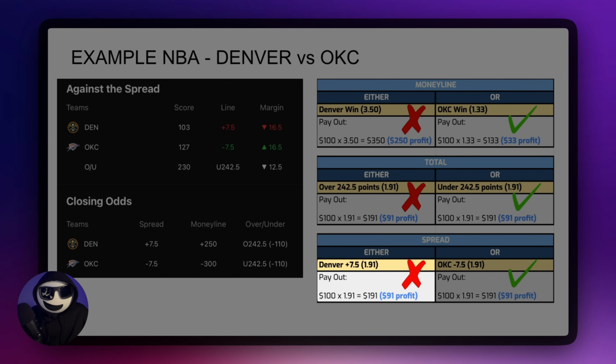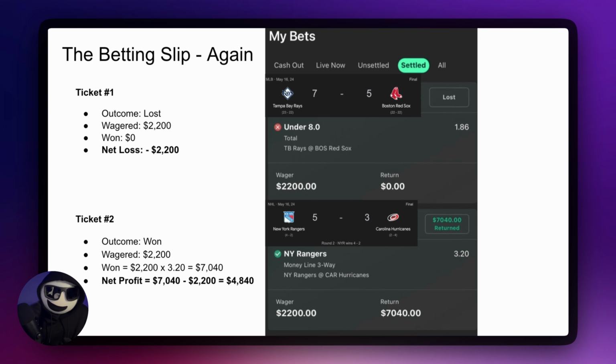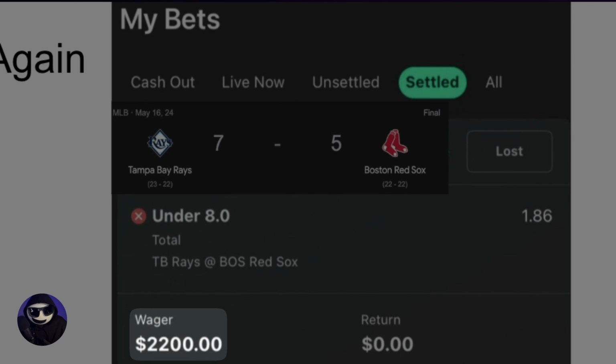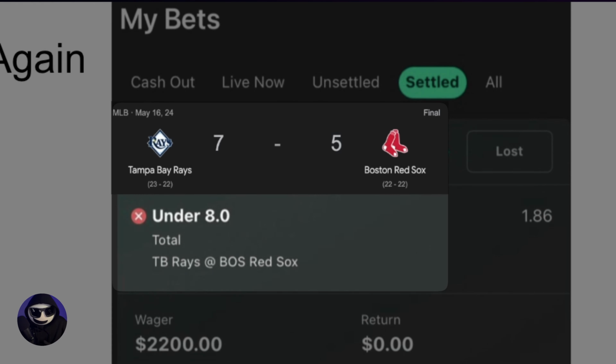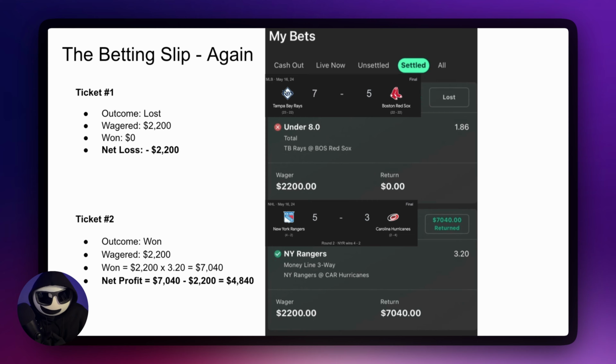Let's go back to our betting slips here that I showed earlier. In the first slip, I bet $2,200 on this baseball game to go under 8 runs. And as you can see here, it lost because the final total was 12 runs. So I just lost $2,200 on this day.